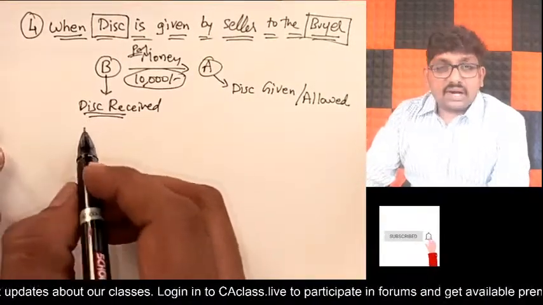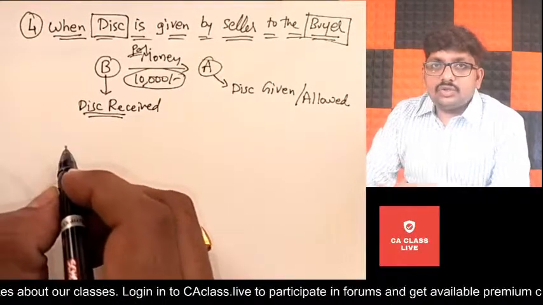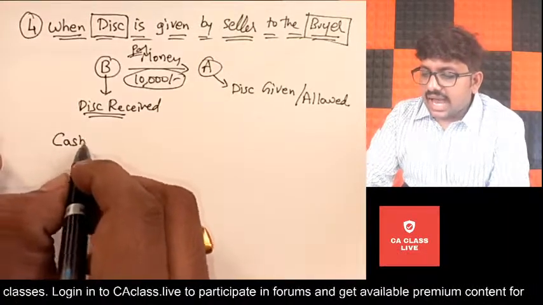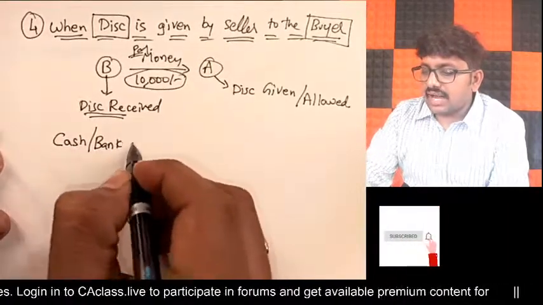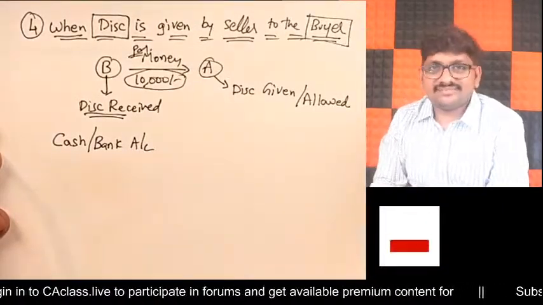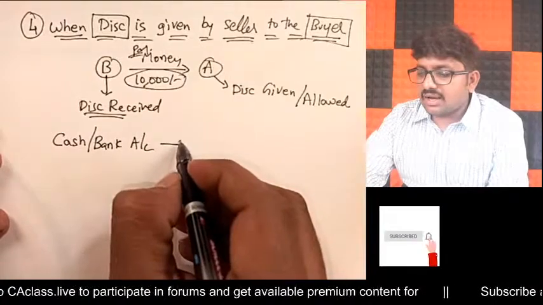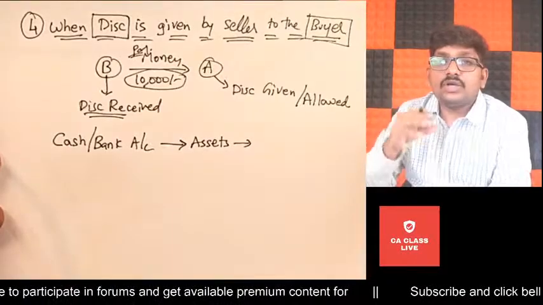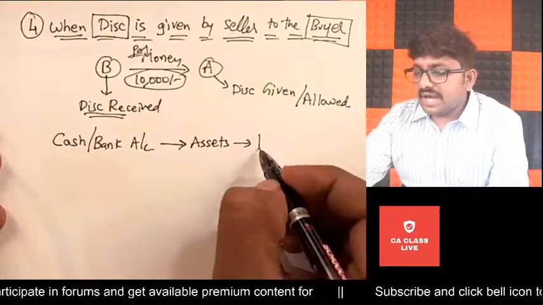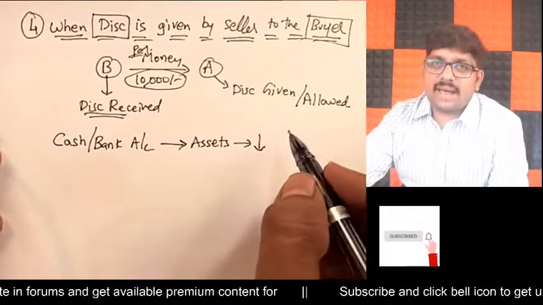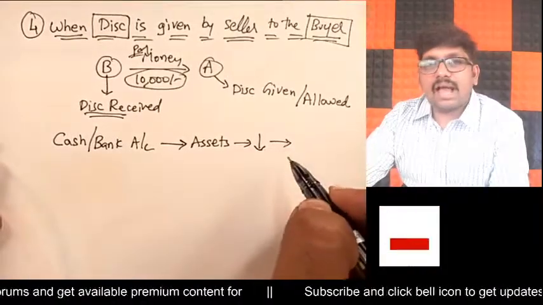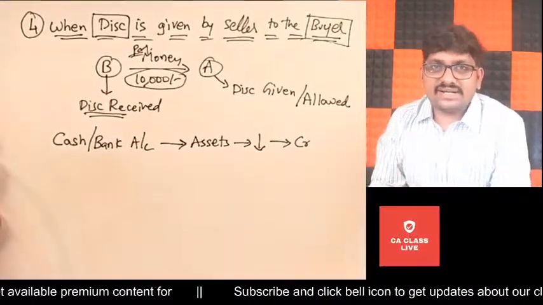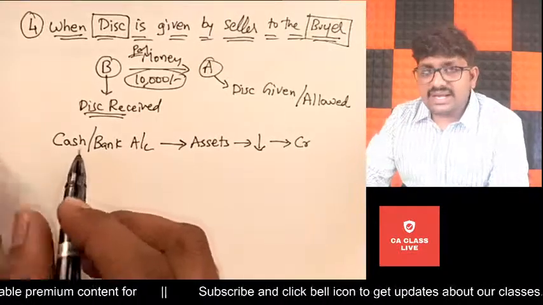In the books of the buyer, what will happen, friends? Obviously, you are paying less, but you are paying. So because you are paying, your cash or bank account will be affected. Cash or bank is a part of assets. In this transaction, you are paying, so your cash or bank balance will decrease. When cash or bank balance, an asset, decreases, what should you do? Credit. You have to credit it. All of you agree with me? Good.